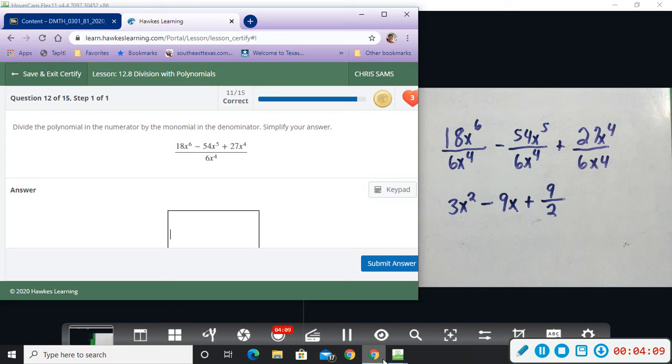Okay. So we have 3x squared minus 9x. And then plus 9 over 2.